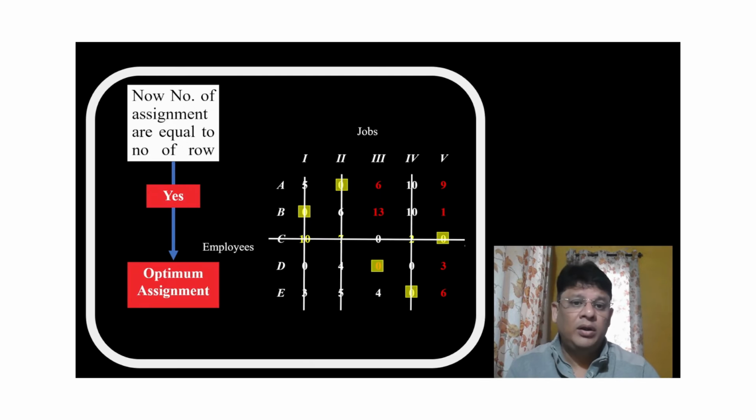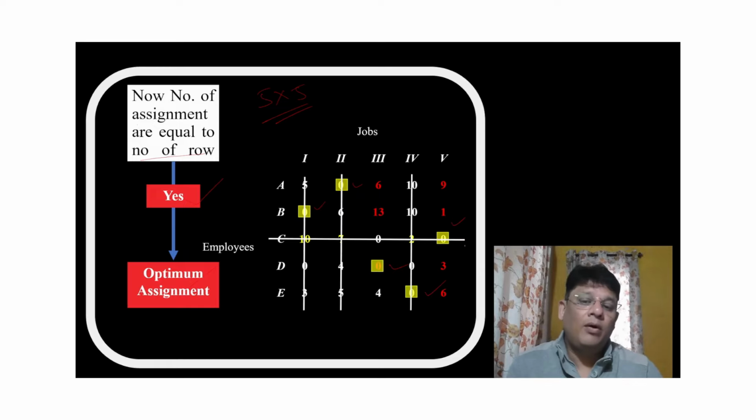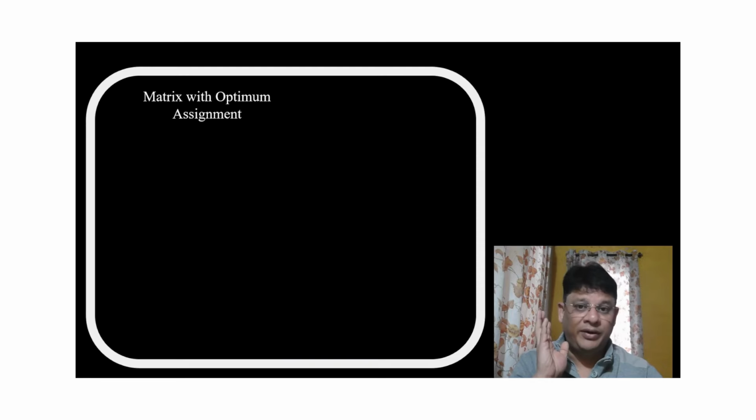Optimality is what? The number of assignments is equal to the number of rows or columns, right? The number of rows or columns is 5. Assignments are 1, 2, 3, 4, and 5. So your answer is yes, and you have an optimum assignment here. So assignment is done. Now you got the optimum matrix, right?